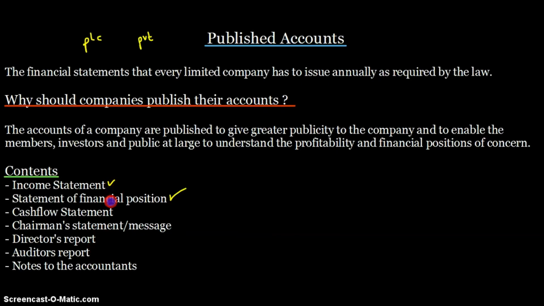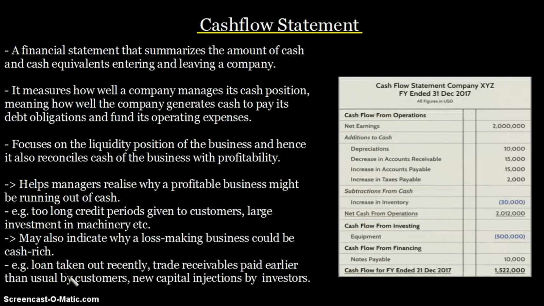The main ones are these, and for the others we're just going to have a brief overview, and that's what we're going to do in today's lecture. The first thing we are looking at is the cash flow statement. What is a cash flow statement? It is a financial statement that summarizes the amount of cash and cash equivalents entering and leaving a company.